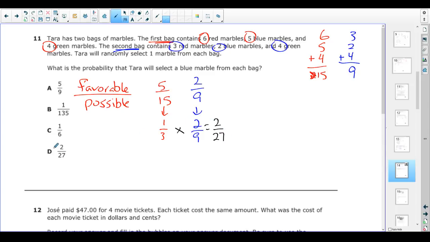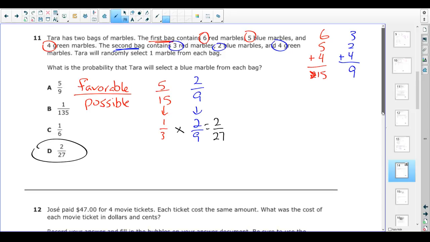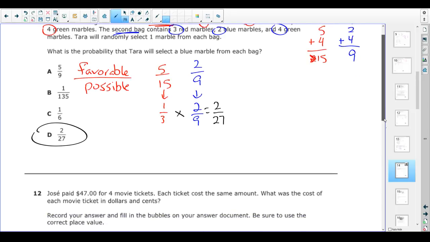What's the probability you get a blue from each bag? 2 out of 27. Probability, you write some fractions, take your time, make sure you count correctly. And then if there's more than one event, you just multiply the individual probabilities together.